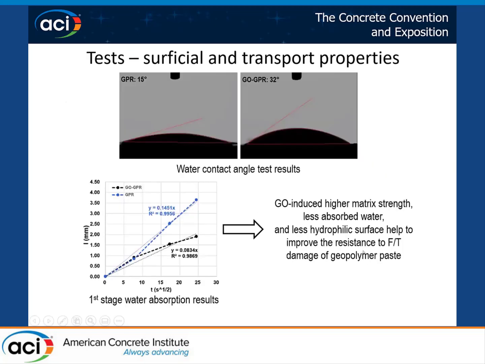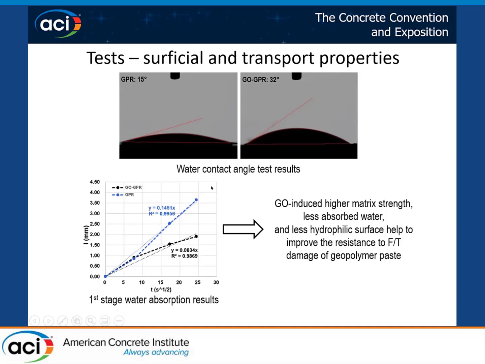Here we also tested the surface and transport properties of this geopolymer. First, we tested the water contact angle, and we found that after admixing graphene oxide, the water contact angle of the geopolymer increased about twice. The original one is about 15 degrees, but the modified one is about 32 degrees. And the first-stage water absorption coefficient also decreased by 2 times with the graphene oxide.